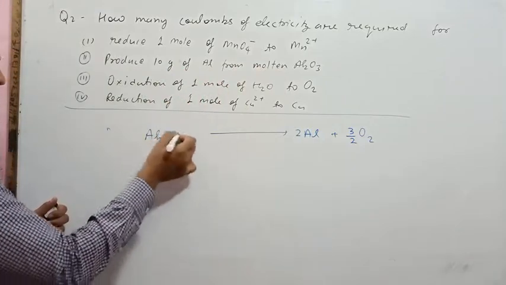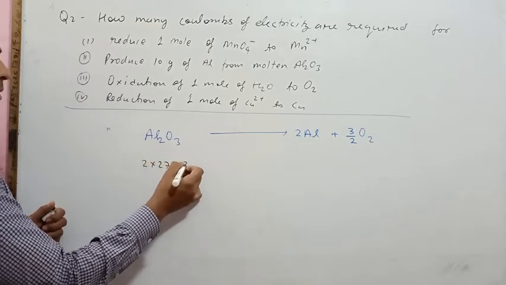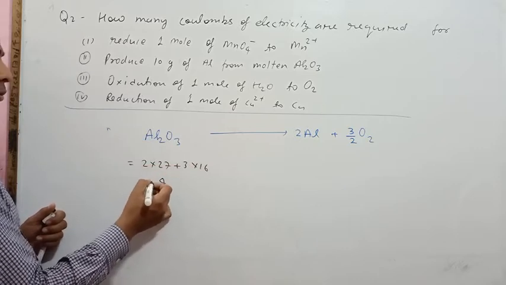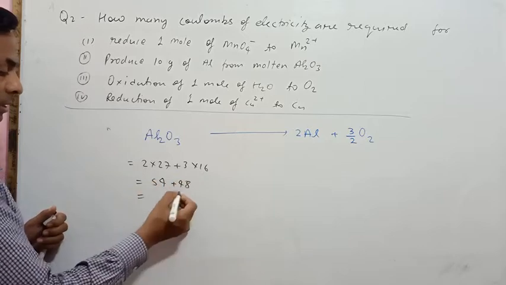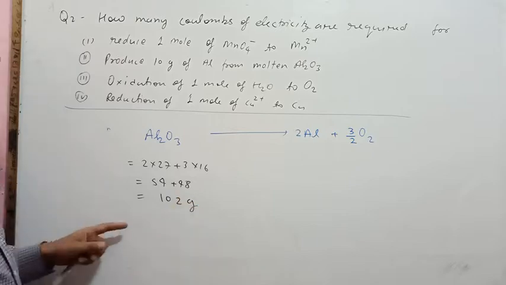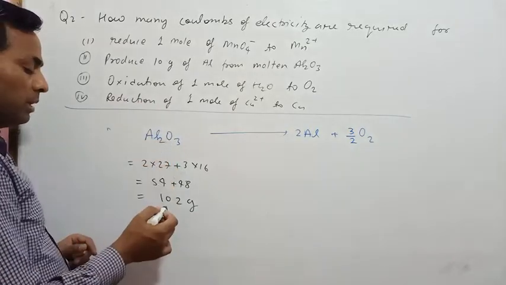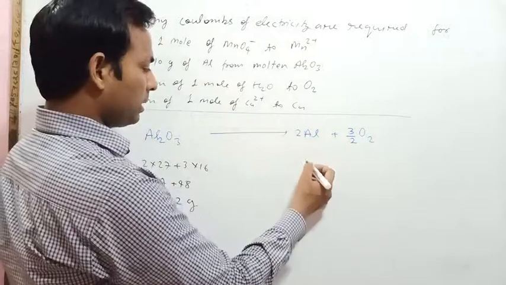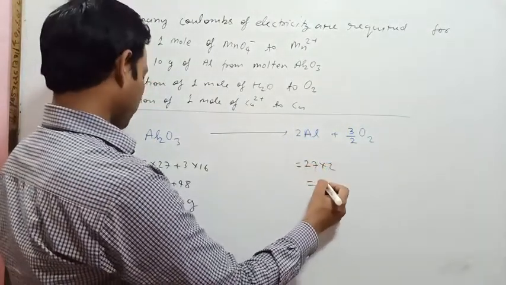The mass of this, 2 into 27 plus 3 into 16, which is 48. After addition, it means 102 gram. The mass of 1 mole of alumina is 102 gram. And the mass of this aluminum is 27 into 2, which means 54 gram.